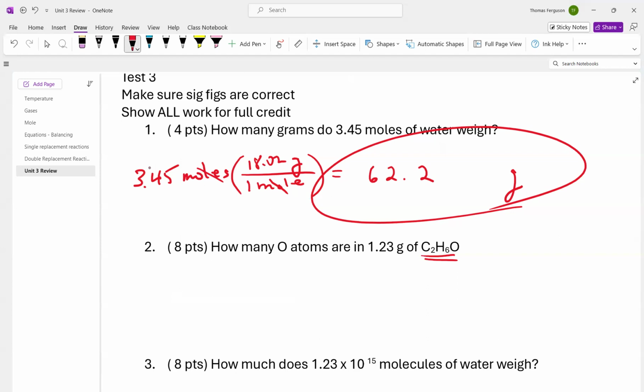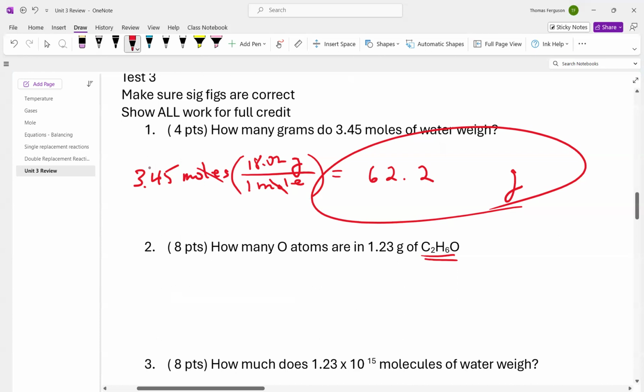Look at this ethanol molecule. We have one molecule of ethanol. How many atoms of oxygen are there? 1. So it's a 1 to 1 ratio. So if I can calculate the molecules, I can automatically know the oxygen, but we have to put the conversion factor in. Otherwise, you're going to lose points on setup.